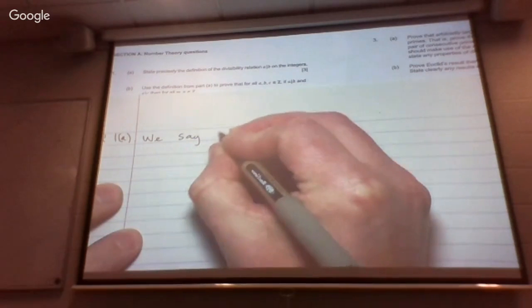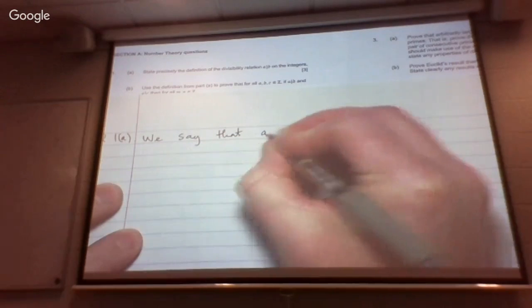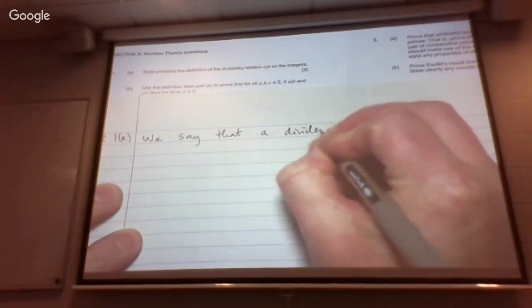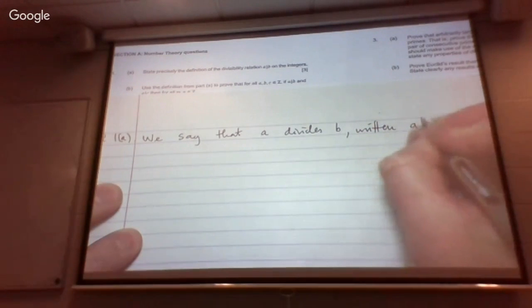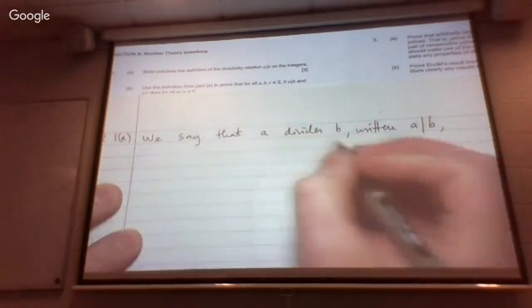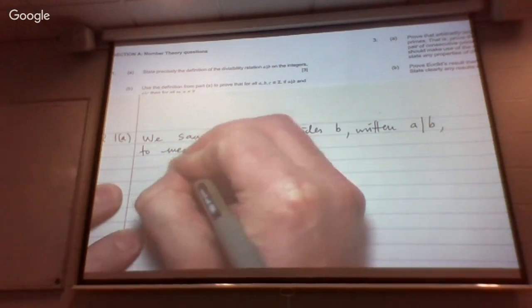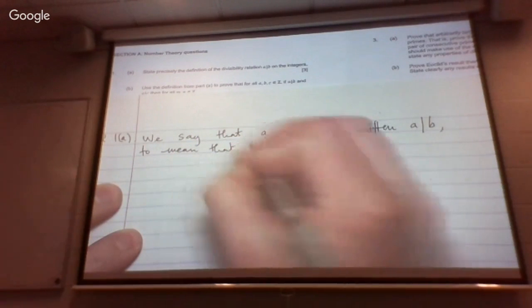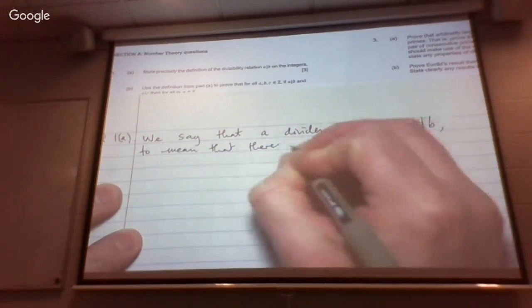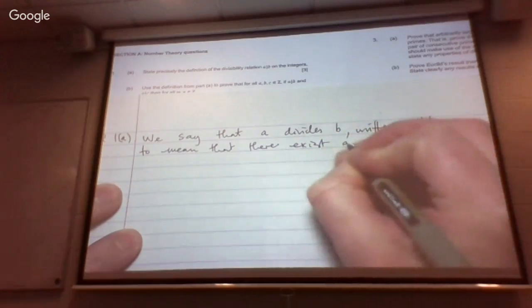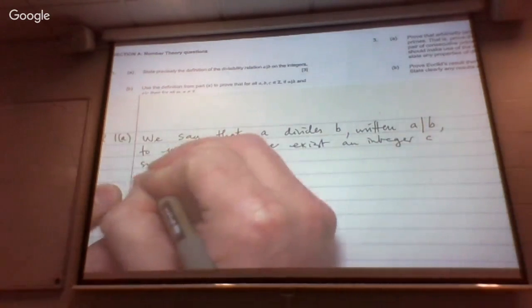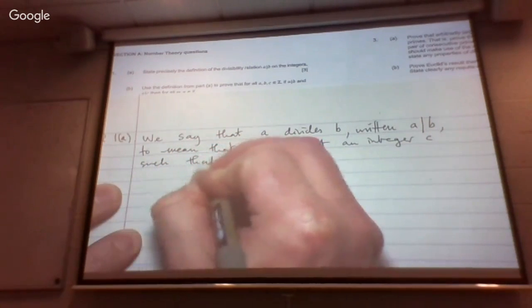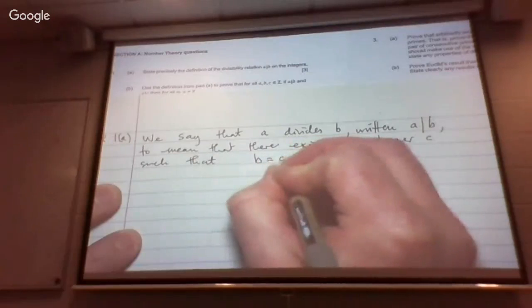So here's the definition. We say that A divides B, written as A divides B, to mean that there exists an integer C such that B is equal to A times C.